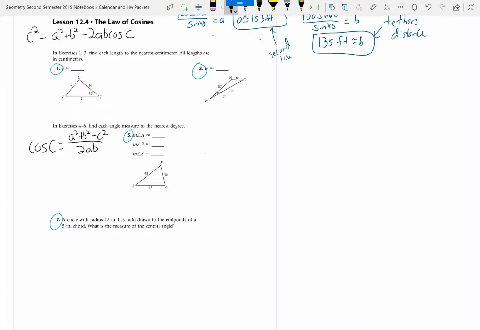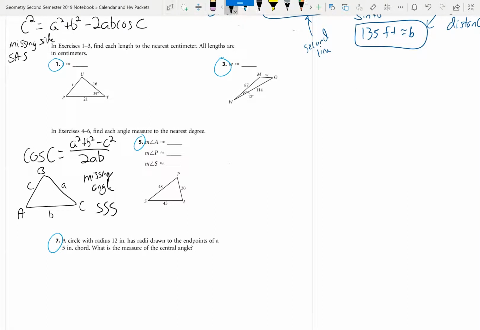And this applies to a triangle ABC. This is used when finding a missing side, and it's going to be on an SAS triangle. And this is for a missing angle, that's a side, side, side triangle. So let's go ahead and solve this.